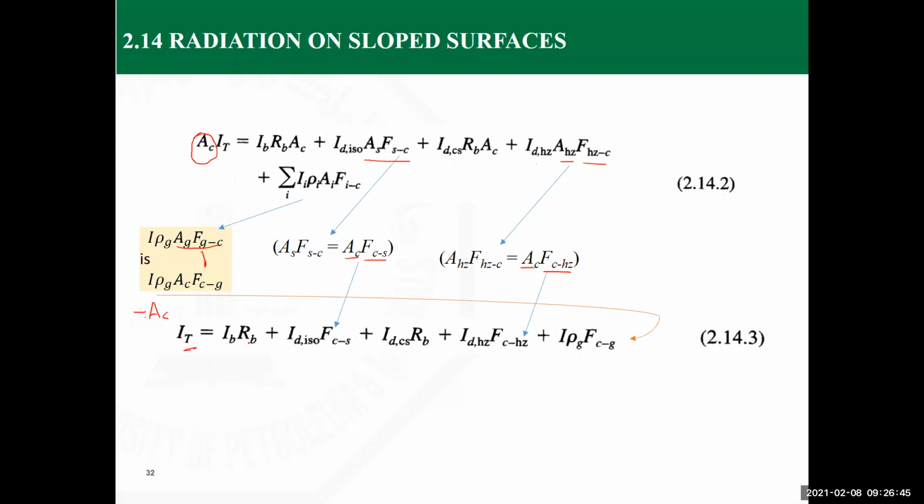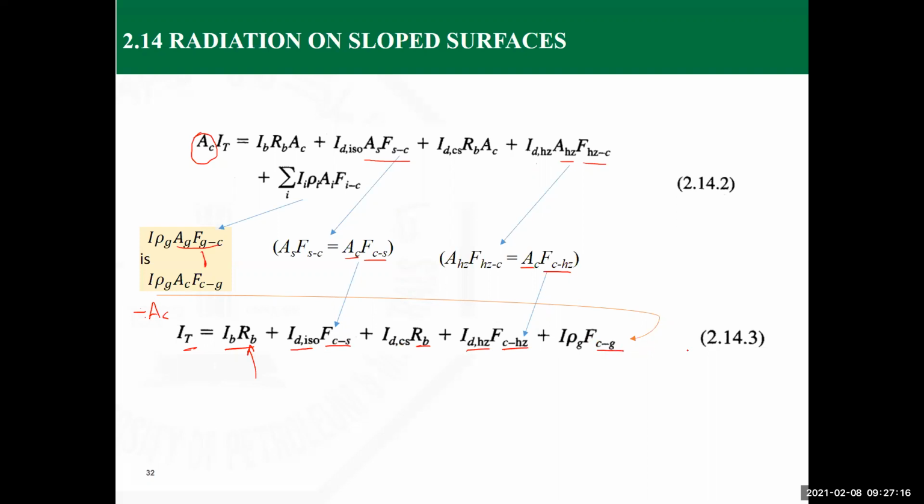So IT is going to equal IB, RB, and this value, we know how to calculate it from the correlations we had earlier. I, diffuse component of isotropic value, shape factor between the collector to the sky, ID circumsolar, RB, again RB is here, and then the horizontal surface, F from the collector to the horizontal surface, and then F from the collector to the ground.